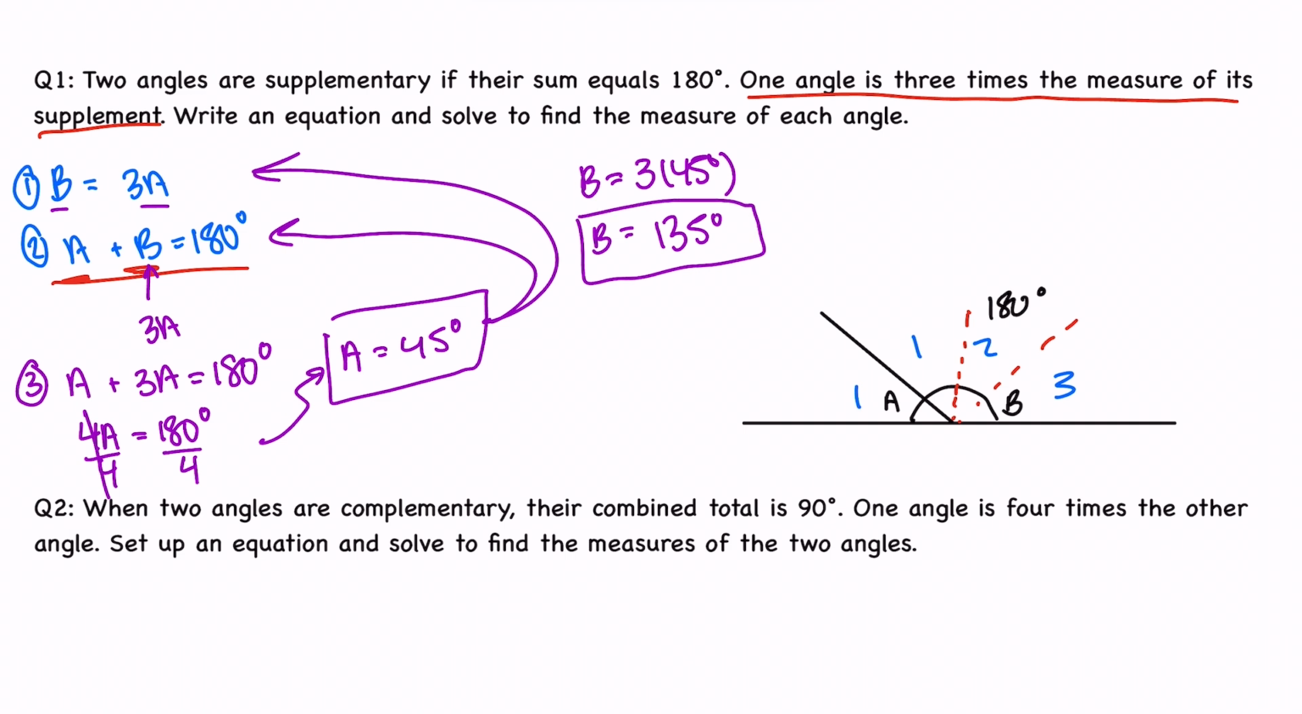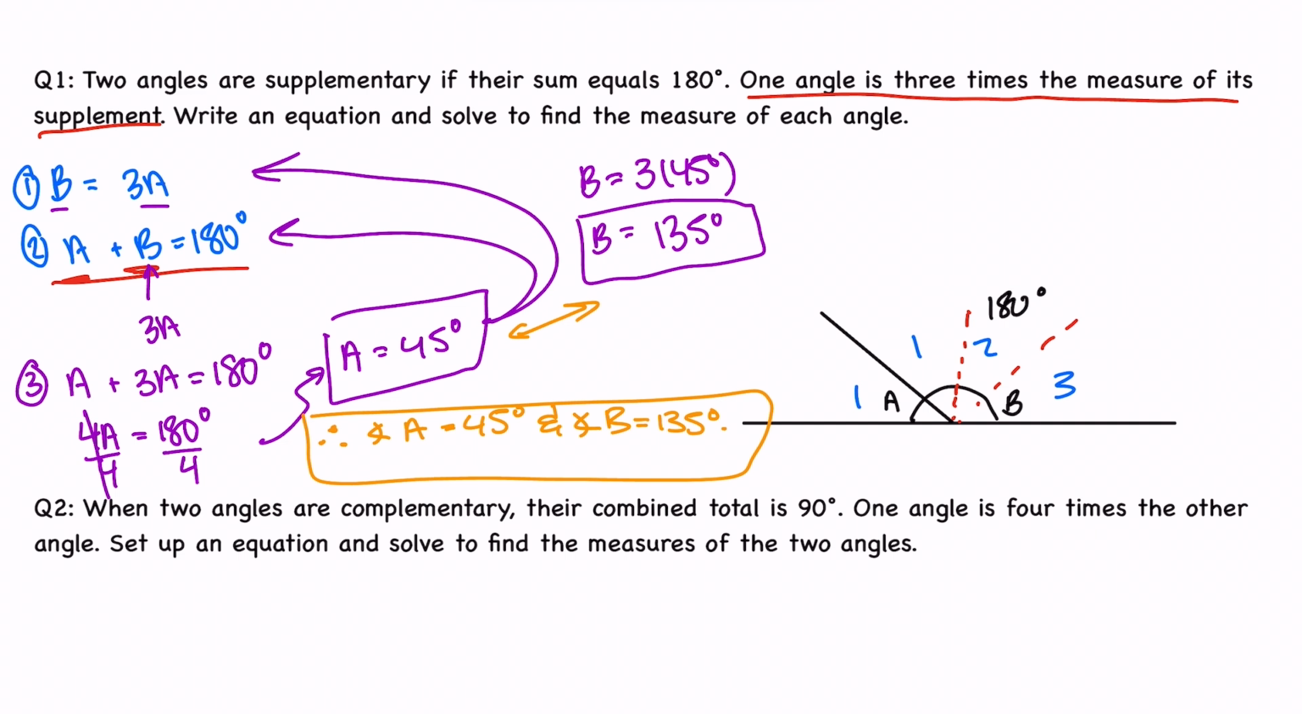If you want, you could check to make sure both of these add up to 180 degrees, and I know that they do. And lastly, you should write a therefore statement at the end of your word problem to summarize everything. So my therefore statement says, therefore, angle A equals 45 degrees and angle B equals 135 degrees. Now let's move on to question 2.